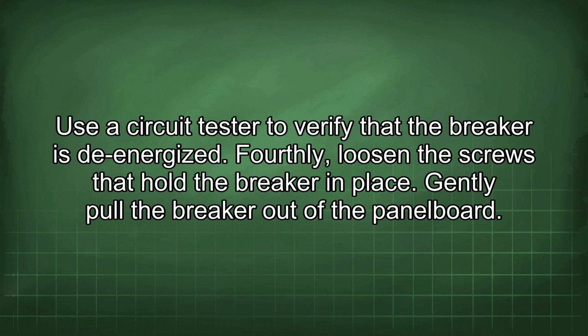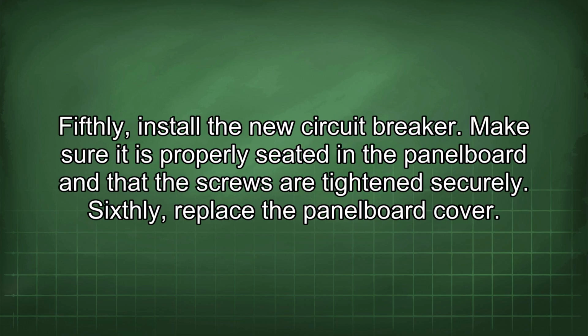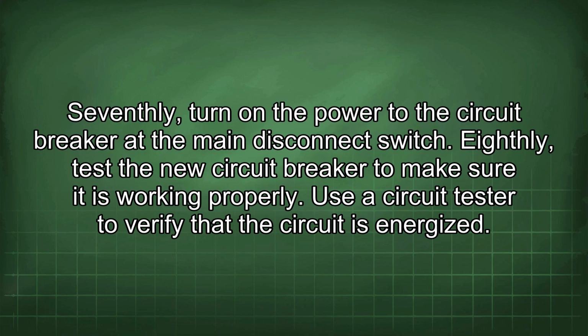Fourthly, loosen the screws that hold the breaker in place. Gently pull the breaker out of the panel board. Fifthly, install the new circuit breaker. Make sure it is properly seated in the panel board and that the screws are tightened securely. Sixthly, replace the panel board cover. Seventhly, turn on the power to the circuit breaker at the main disconnect switch. Eighthly, test the new circuit breaker to make sure it is working properly. Use a circuit tester to verify that the circuit is energized.